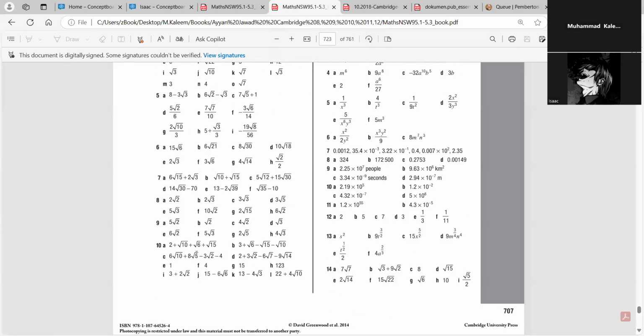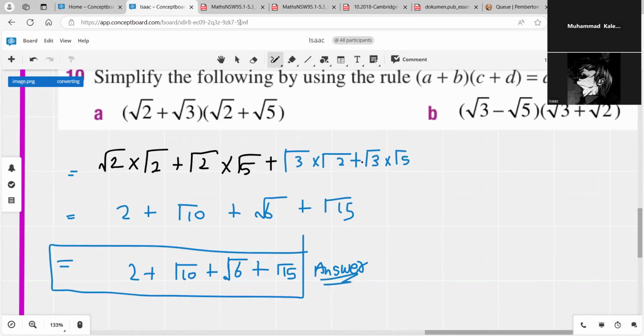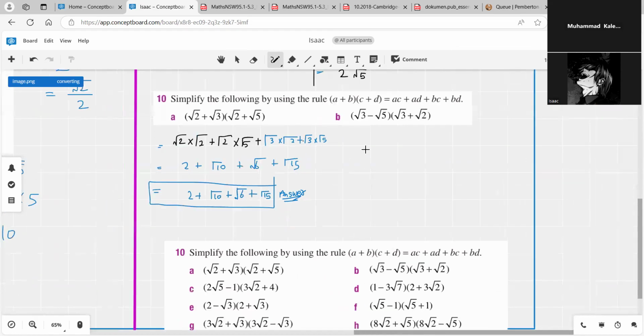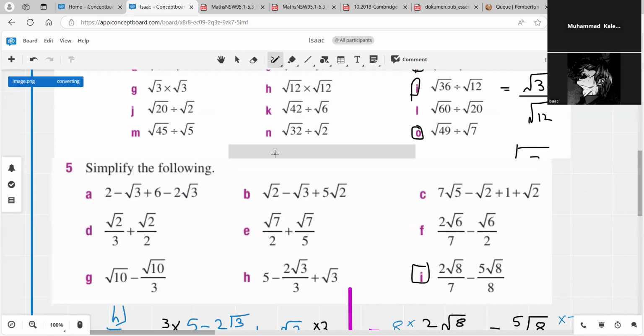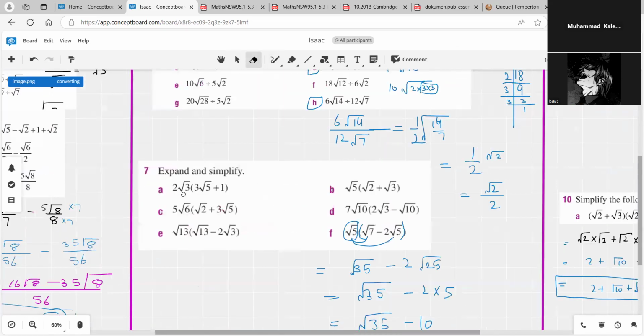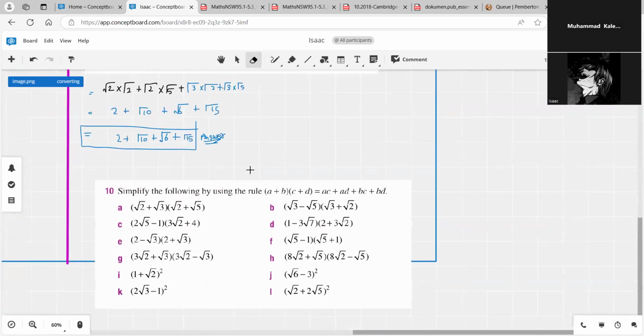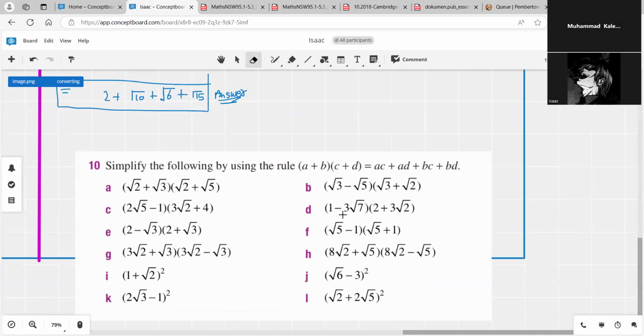Let's verify the answer. So yeah, I'm getting the same answer. What about you? I got 2 plus square root 10 plus square root 6 plus square root 15. Yeah, that's the right answer. Question number 10, its B part is the same, so let's skip this one and move on to the next one. Question number 10, and C, D, E, F, G, H. I think these are all the same.